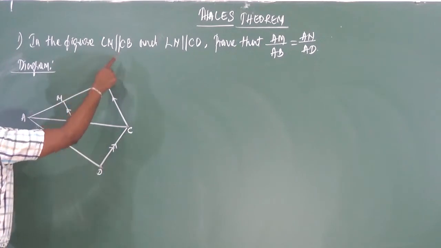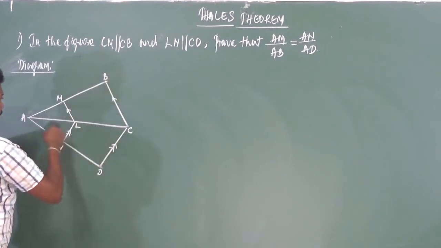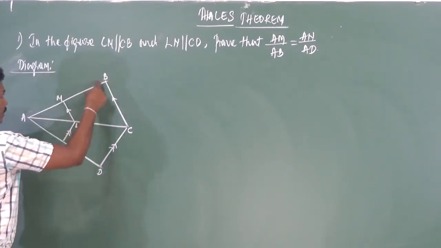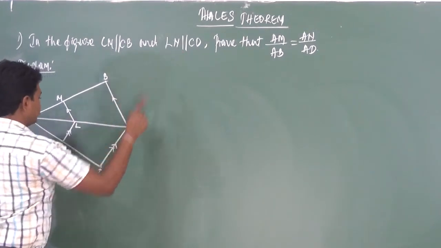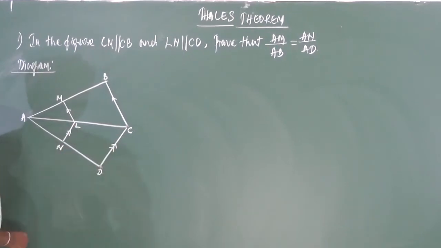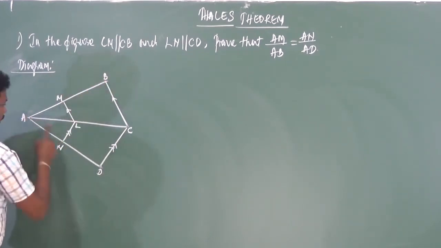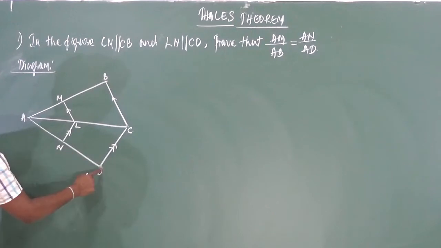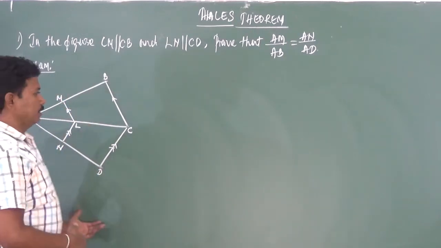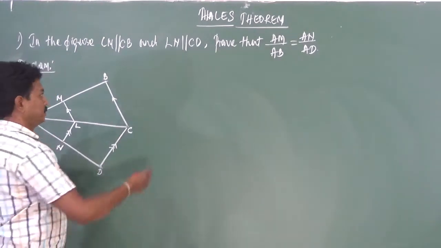In this, LM is parallel to CB. So you can recognize triangle ABC here. In triangle ABC, LM is parallel to BC, and in triangle ADC here, LN is parallel to CD, right? So prove that AM by AB is equal to AN by AD, that is AM is to AB ratio is equal to AN is to AD ratio. We have to prove that. Similar to this problem, in the last session we had done it. This is an NCERT textbook problem. Let us go with this.